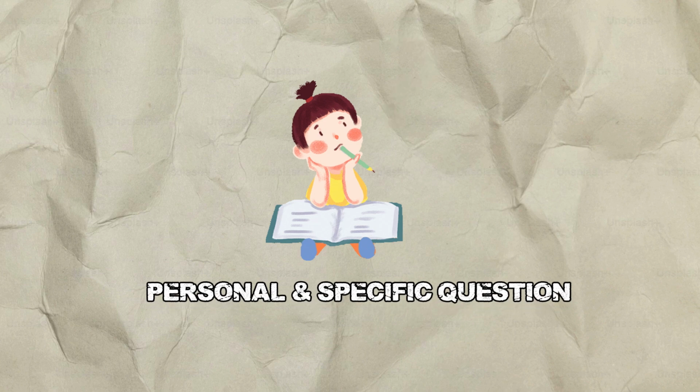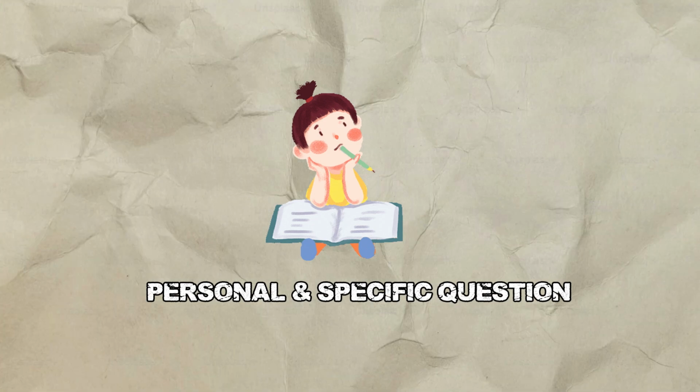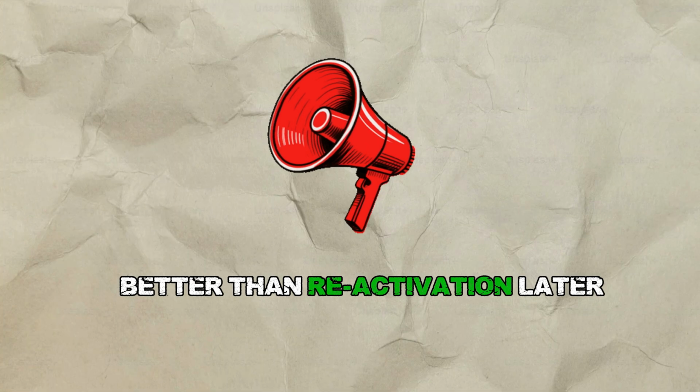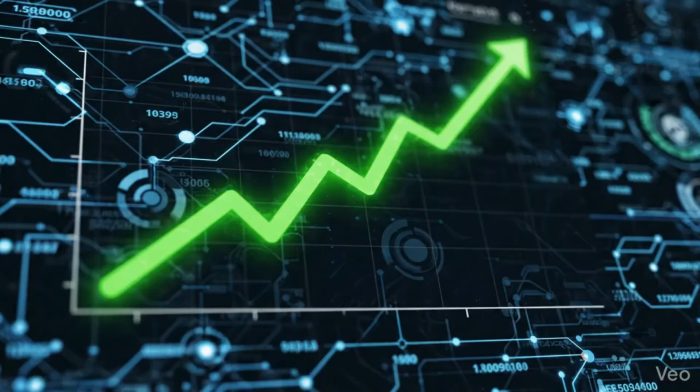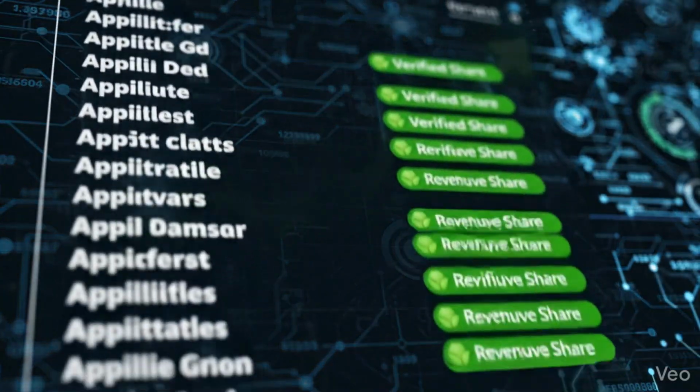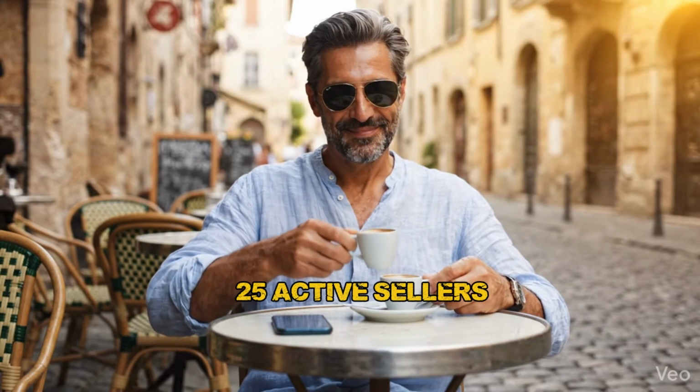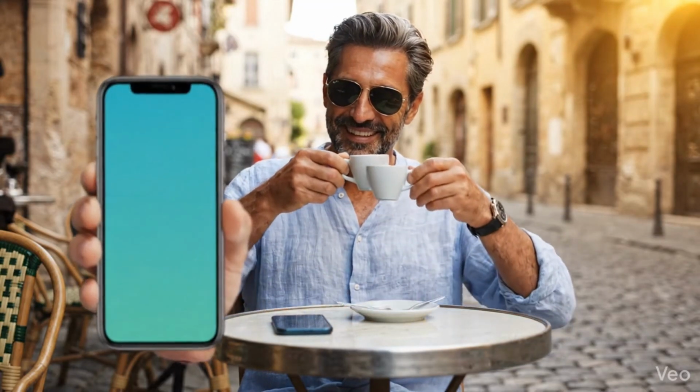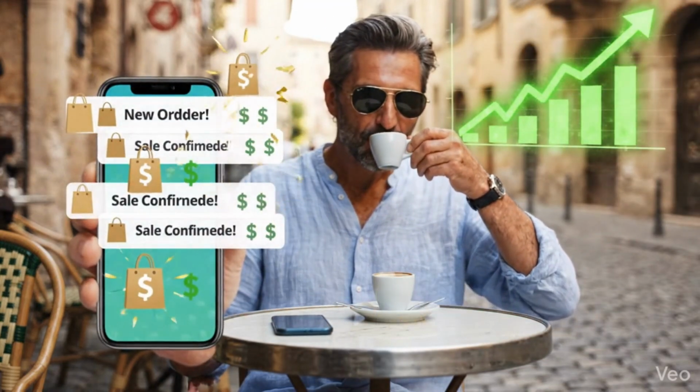Pro tip: on day 5, send a personal check-in. Ask 1 specific question. This single message saves more affiliates than any reactivation campaign 3 months later. In 90 days, you will stand on a roster of 50 to 100 recruits, 25 of them actively driving sales, $3,000 to $8,000 a month on autopilot.